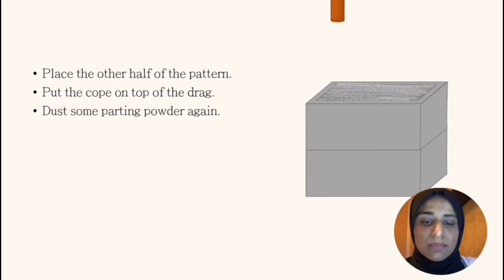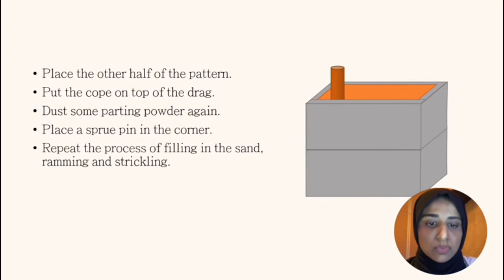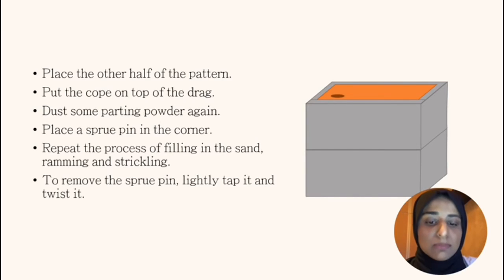Next, we place a sprue pin in the corner and make sure that the pin does not touch the sides of the box or the pattern. The sprue pin will act as a runner, and the function of the runner is so that the metal, in this case aluminium, can fill the cavity of the mold. Then we fill the cope with sand, and we use a ramming tool to make sure that the sand is tight and firm. Remove excess sand with a strickling bar. Finally, we give the sprue pin a light tap and twist it to remove it from the sand.